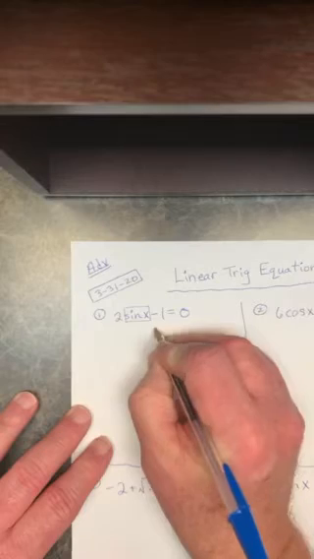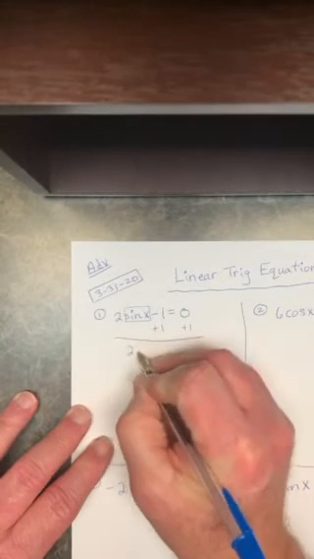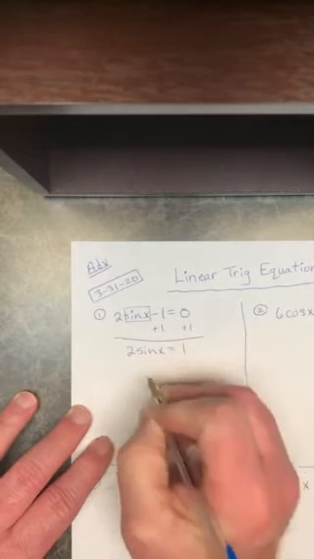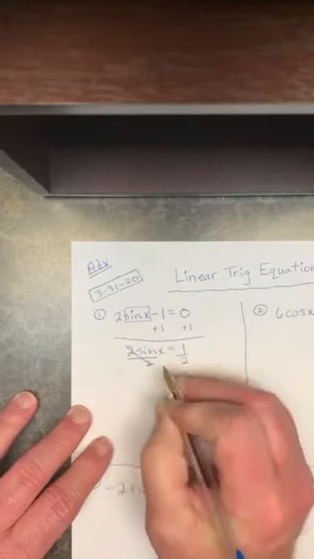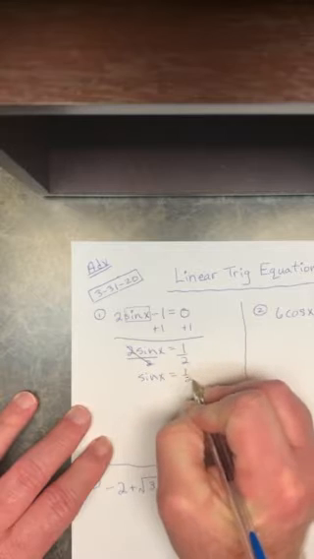So obviously I'm going to plus over the 1. The 1's would cancel. I've got 2 sine x equals 1. And my last step, of course, is just to divide by 2. The 2's cancel, and I did it. The sine of x equals 1/2.